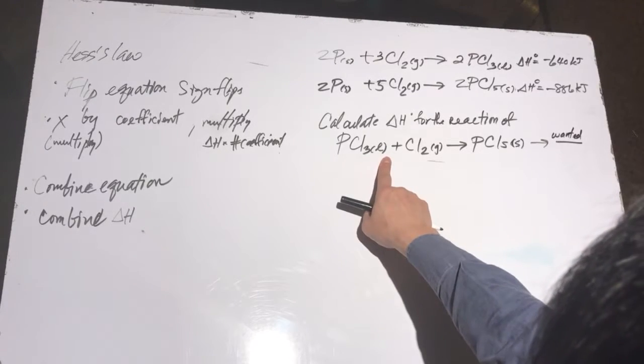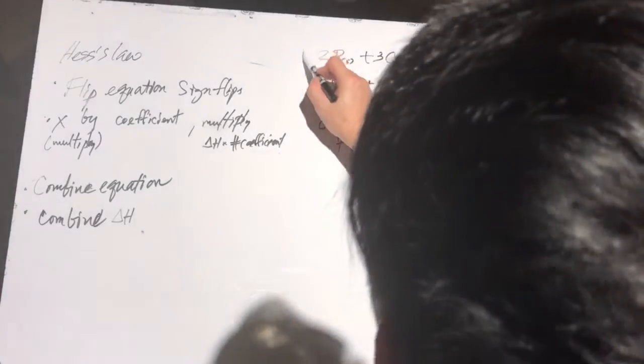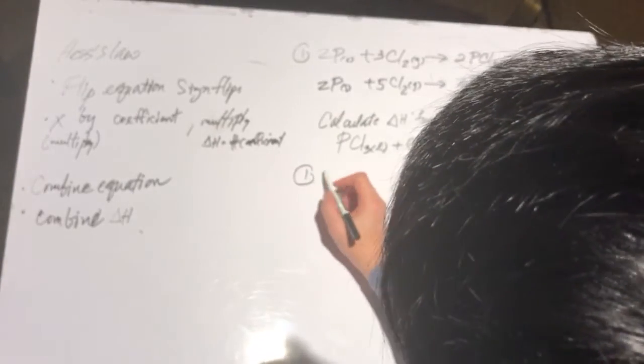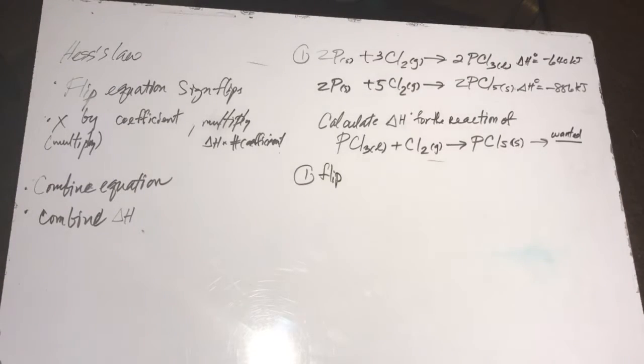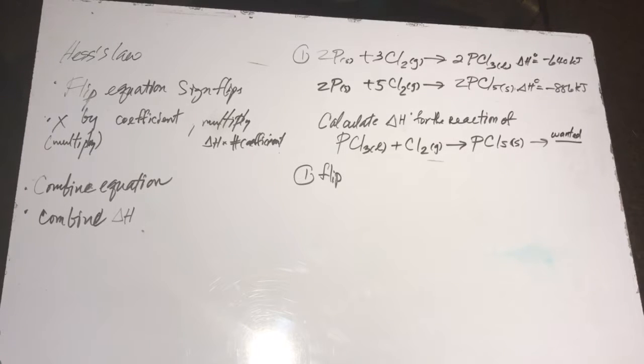PCl3 in liquid form has to be on the left, but this one is on the right. So for equation 1, I need to flip. And also look at something else that is given. If you flip this one, the sign flips as well. And look at what else we need. We only need 1 more of each.